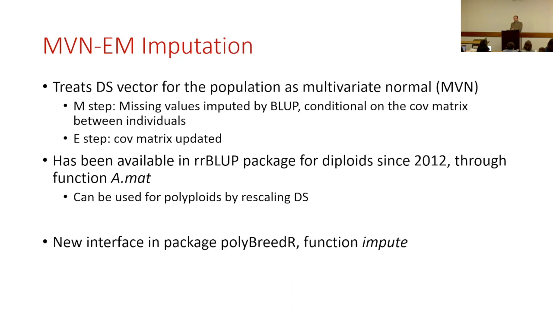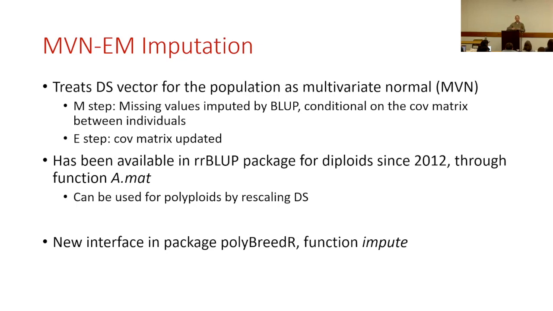And the EM algorithm follows this procedure. In the maximization step, you impute the missing values by BLUP, conditioned on your estimate of the covariance matrix. And then in the E step, you update your estimate of the covariance matrix based on what you just imputed, and you go until you converge. I developed this a long time ago when I was working on diploids. It's been available in the rrBLUP package in this function A.mat for the A matrix, because originally it was intended as a way of estimating the A matrix, or what we often call the G matrix, when you have missing data. But you can also still use it to impute the marker data.